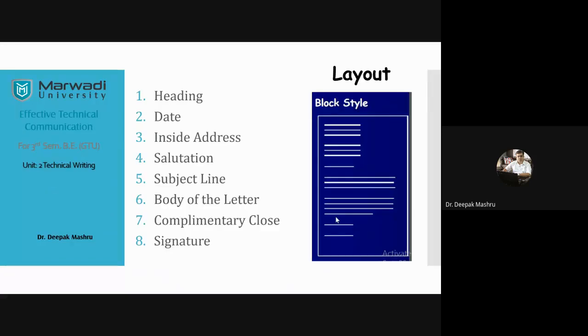Okay. Now we'll go a little bit about layout and address. I'll give you a little bit of an idea because you already know this, so I'll not waste time on it because we want to write three letters today. The first is heading, second is date, third is inside address, fourth is salutation, then subject line, body of the letter, complimentary clause, and signature. So if somebody asks how many elements are there in letter writing, we'll consider the standard one. You need to answer 8. So we'll quickly go through that.